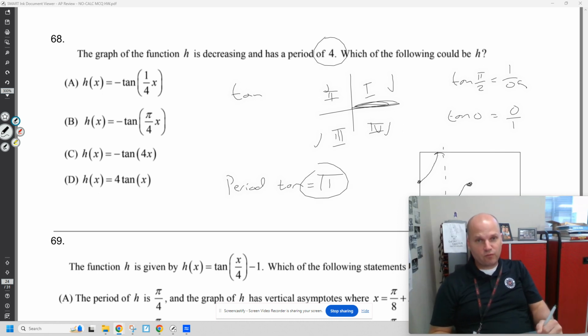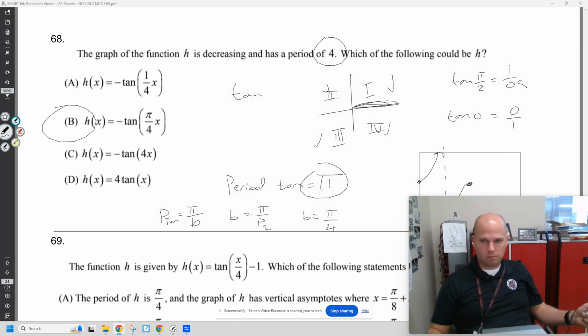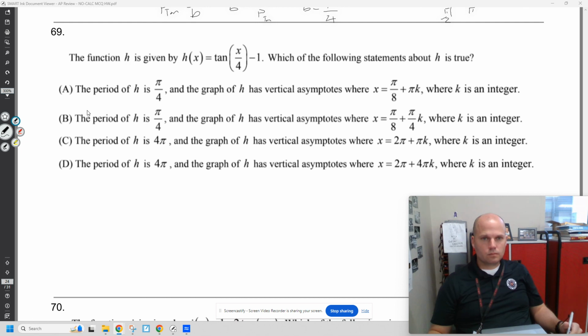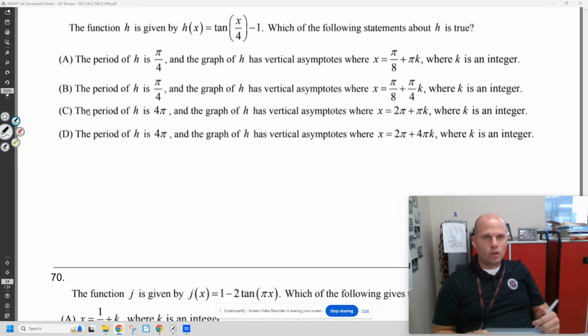If the period is 4, well, the period of tangent would be pi over b. That means b equals pi over the period of tangent. B equals pi over 4. Bam. Okay. Period of tangent is pi over b. So this period is 4 pi.